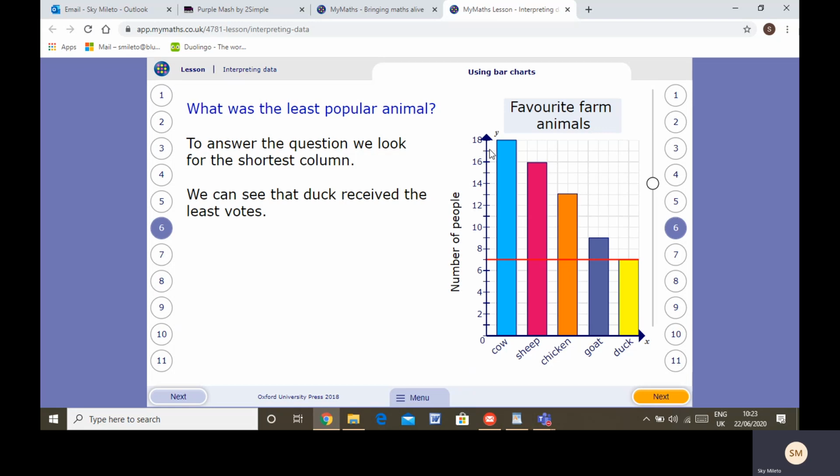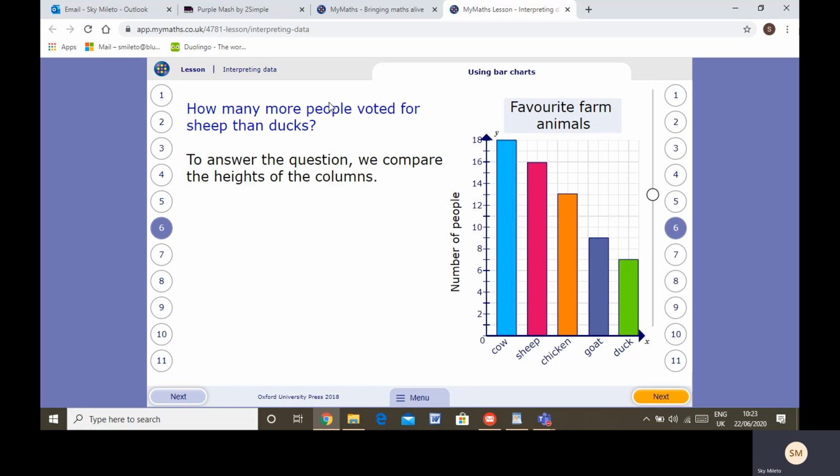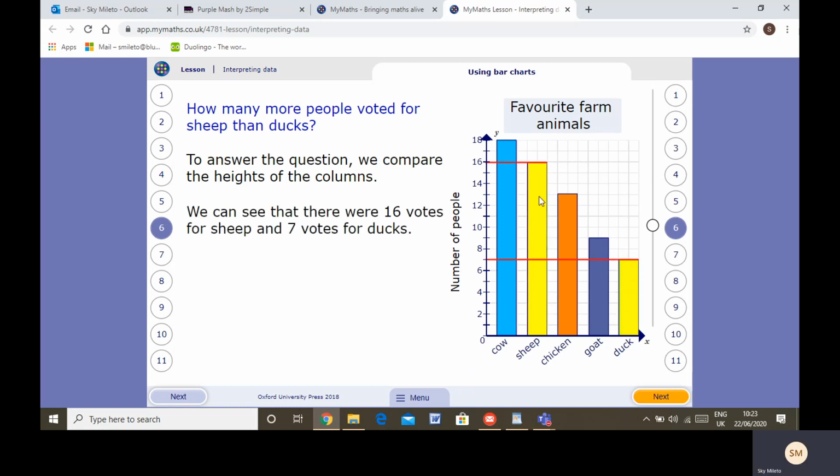Now we don't know how many people, we haven't counted how many people like cows and how many people like ducks, but we can just visually see that is the most popular and the least popular. How many more people voted for sheep than duck? Now here we have to know the numbers because we have to do a subtraction. So we can see that sheep had 16 votes, and we can see that duck, now there isn't a number here, but we know it's between 6 and 8, so that must be 7. So it'll be 16 take away 7, and that is 9.